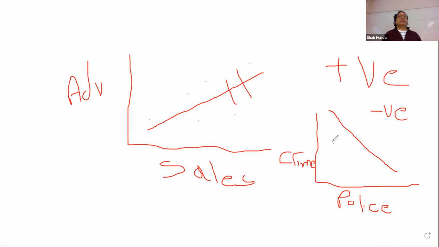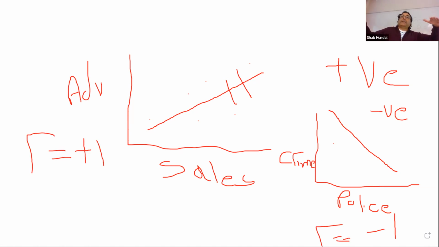The correlation shows the degree and direction. The degree can be very high. The highest correlation can be +1, and the least correlation can be -1. -1 means perfect negative. It means if you increase the cops by 10% in the city, the crime rate will go down by exactly 10%. Then it's -1. And here, if you increase the advertisement expenditure by 10%, the sales would increase by exactly 10%.